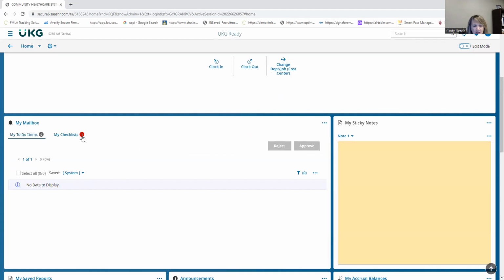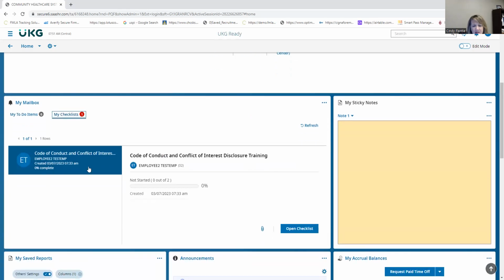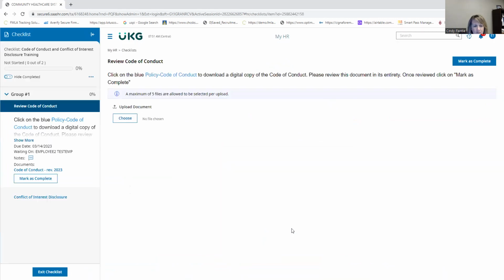I'm going to get to the checklist through the home screen. I'm going to click on My Checklist, and you can see right here it says Code of Conduct and Conflict of Interest Disclosure Training, and I'm going to click Open Checklist. On the right side, you'll see the checklist that says 0 out of 2 completed. It's just telling you that you have 2 items to complete in your checklist.